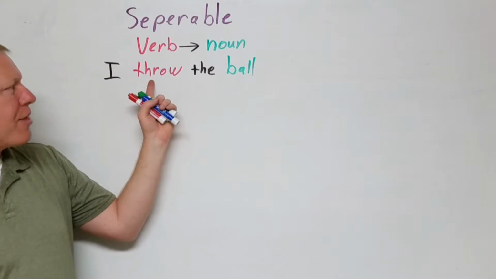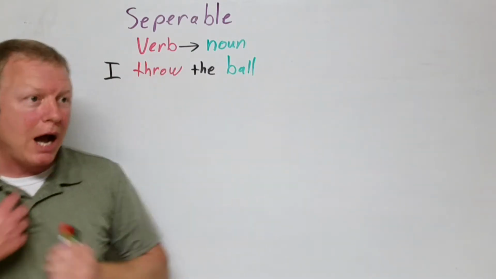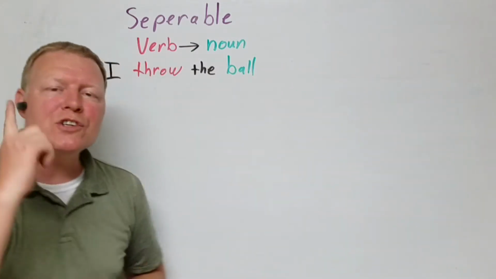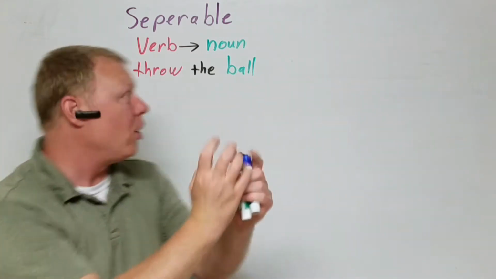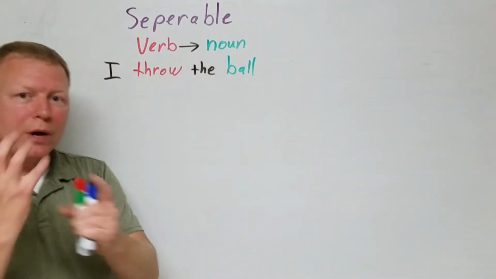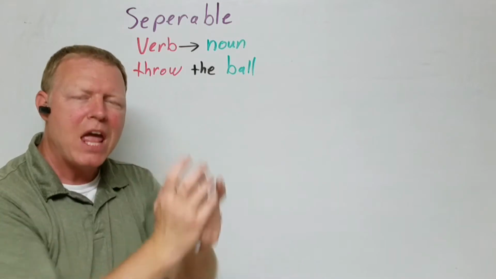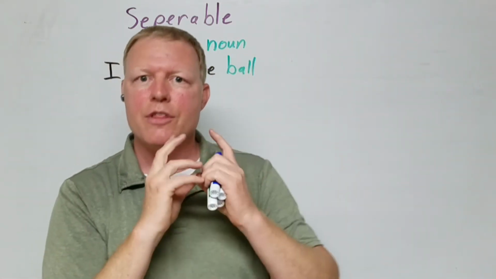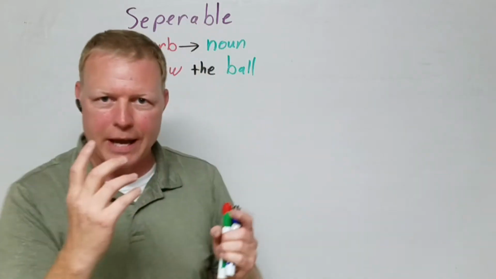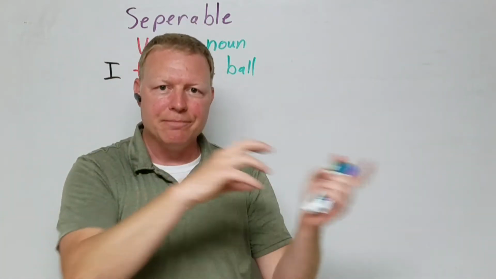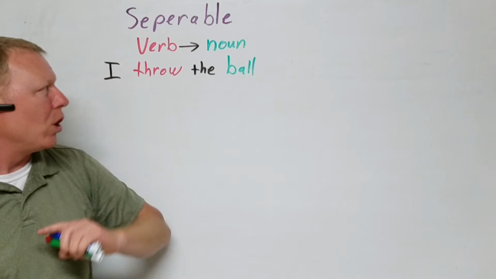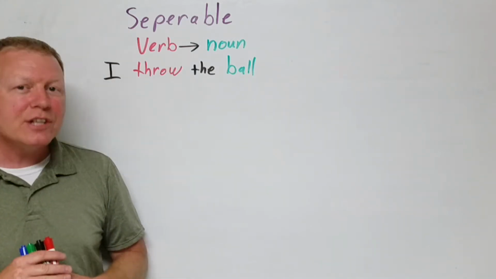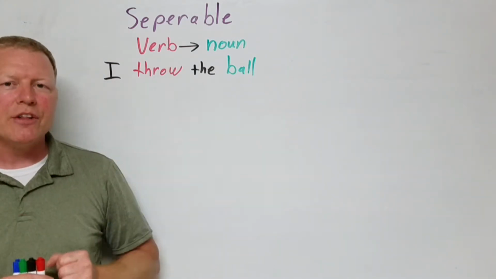Let's look at this. I throw something. That's a verb. I throw. But what do I throw? I throw the ball, right? So the verb leads to a noun. I have to throw something. And the object that's receiving the action is the object of the sentence, okay? So something that's being done. Okay, I throw the ball. Now let's look at the way a phrasal verb can treat the object.